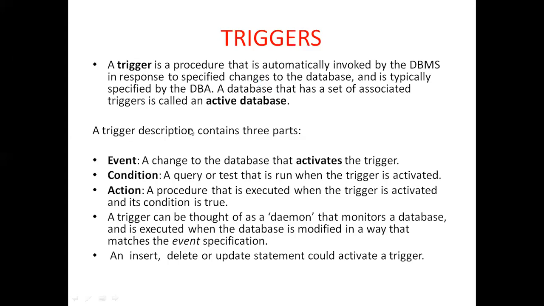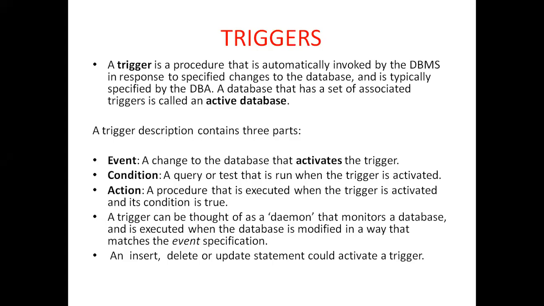Okay. So, trigger description. It can contain three parts, that is an event, a condition, and an action. What is an event? Event is a change. Whatever change is made to the database, that change is going to be called an event. And what change are we saying? The one which activates the trigger. So based on the change made to the database, which activates the trigger, that change is going to be called an event.